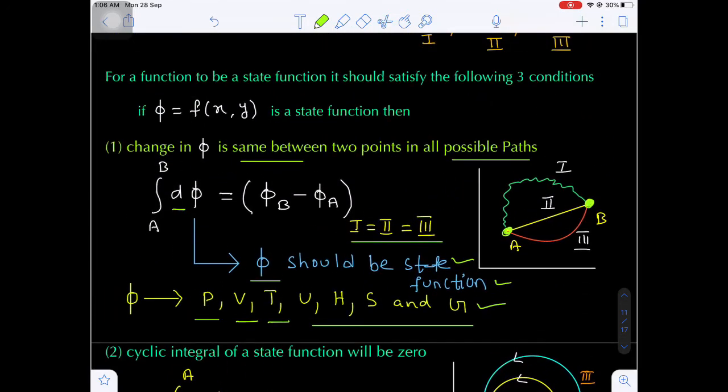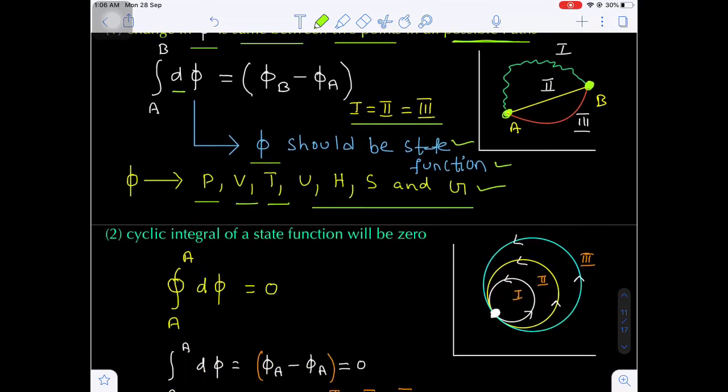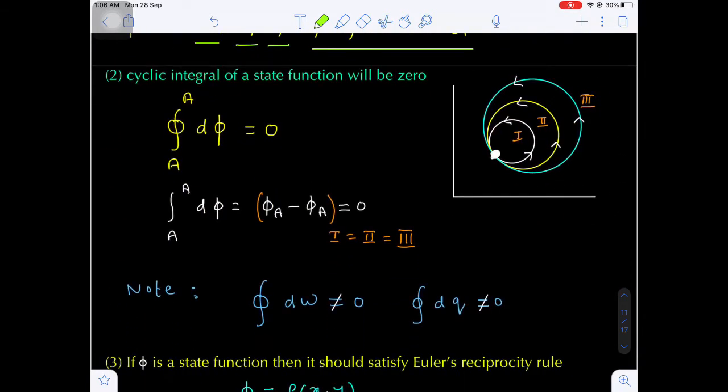This is the first point. What is the first point? Change in a state function will be the same between two points in all possible paths. Next, the second condition: the cyclic integral of a state function must be equal to what? 0. Cyclic integral. Let's suppose this is one function.